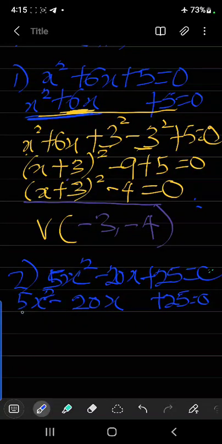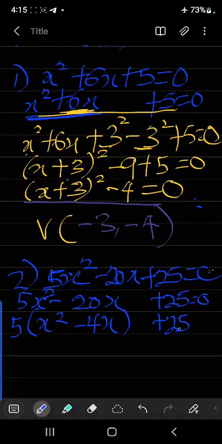The next thing, you must make the leading coefficient 1. You must normalize it. What am I normalizing? You factor out the 5. Then in brackets, 5x squared divided by 5 is x squared. 20 divided by 5 is minus 4x. Then you wrap this, then plus 25 still equals 0. Are you getting what I'm saying? Now that works for this part.